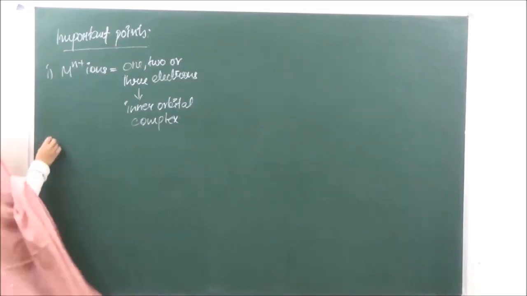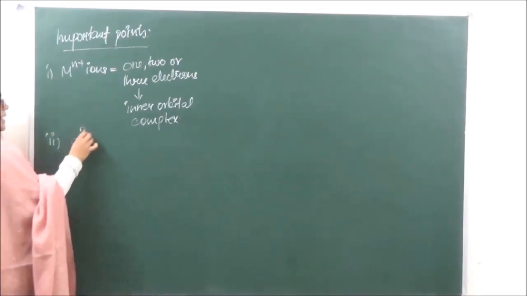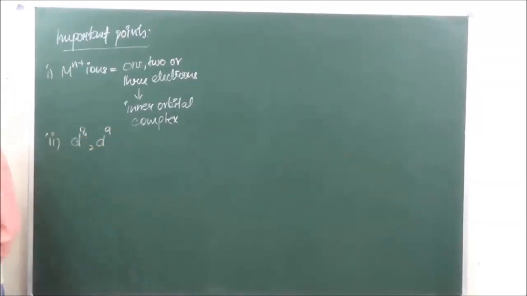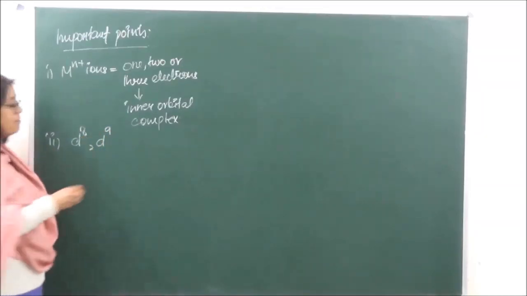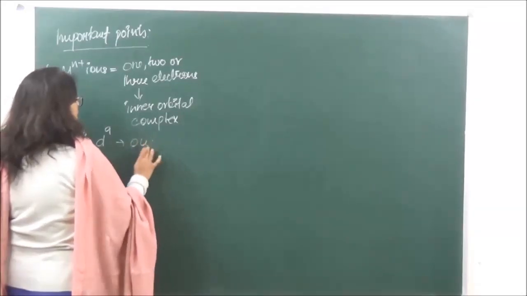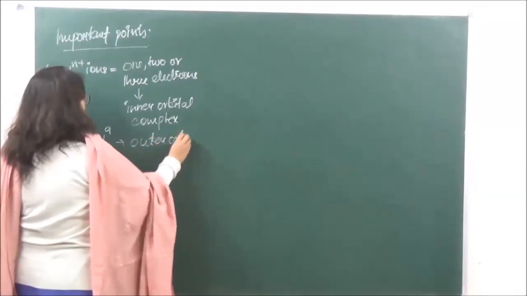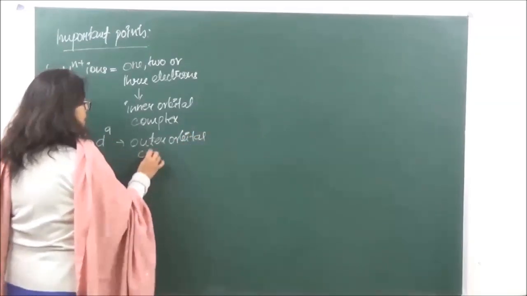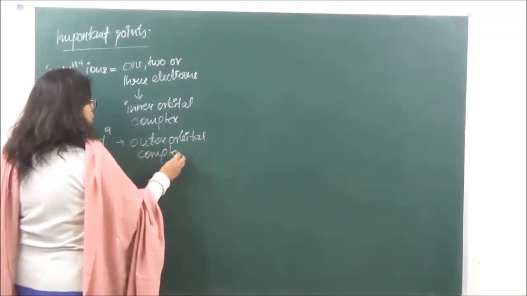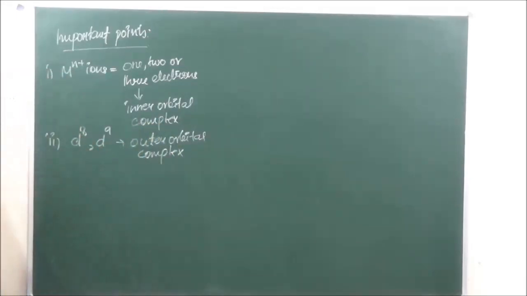Number 2, which have d8, d9 configurations, they form outer orbital complex. Now you know that the inner orbital complex is going to be low spin and the outer orbital complex is going to be high spin. So in other words we can say that all those which have d1, 2 or 3 electrons, that is going to be a low spin complex, whereas d8 and d9 configurations is going to be high spin complex.